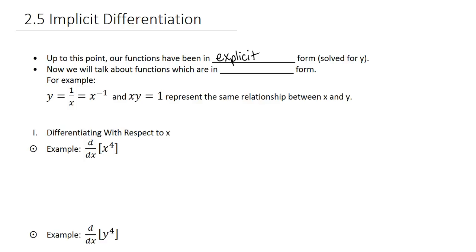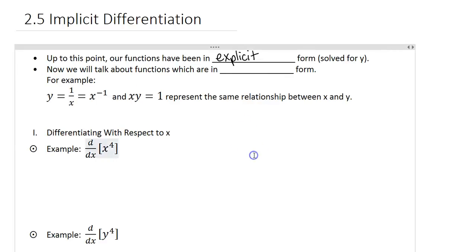So, for example, if we have y equals 1 over x, which is the same thing as x to the negative 1, that's the same exact thing as if we had written x times y equals 1. It's just we've divided by x on the left to get y by itself. And you can find the derivative of that function in either form.